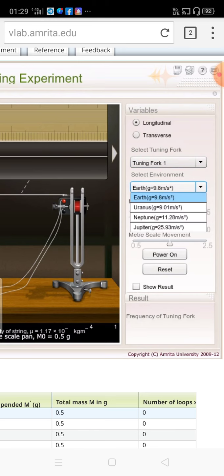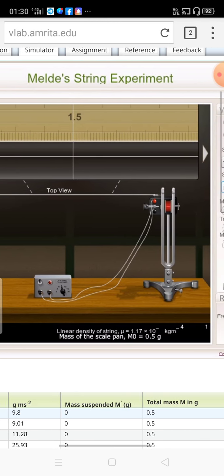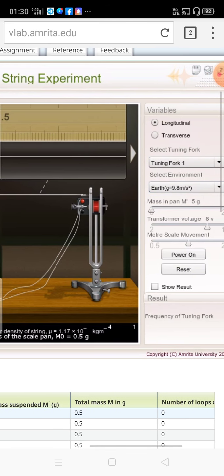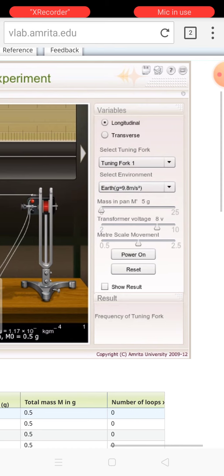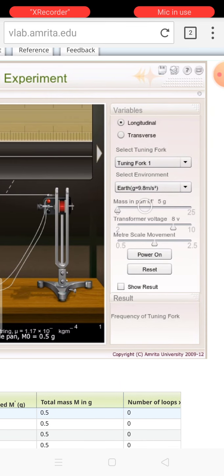Earth, Uranus, Neptune, Jupiter. Each of them has its own gravitational constant. Since we are on Earth, we are using Earth. So I am pressing it again. It's showing a fixed value of g. Then the mass on the hanger is nothing. Mass can be anything. I can use this slider and change the mass. Now it is showing 20 gram. I am striking on the slider and it's showing 20 gram.